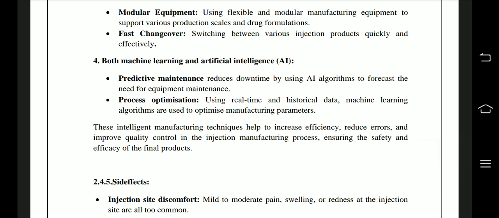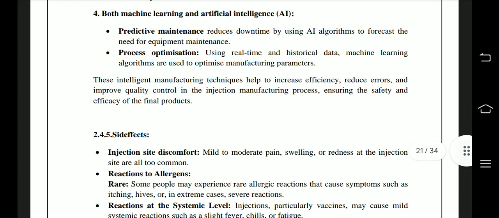Both machine learning and artificial intelligence, predictive maintenance and process optimization, are involved in this. Predictive maintenance reduces downtime by using AI algorithms to forecast the need for equipment maintenance. Process optimization: using real-time and historical data, machine learning algorithms are used to optimize manufacturing parameters.